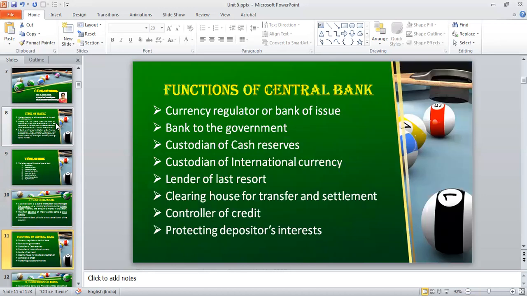Now, let us discuss the various functions of a central bank. The main function of the central bank is currency regulator, or the bank of issue, because they are issuing the currency as well as notes. This is the first function. The second function is that it is the bank to the government. Next, it is the custodian of cash reserves. It is the custodian of international currency also. At the same time, it is the lender of last resort. Then it is the clearing house for transfer as well as settlement. The next function is controller of credit, and finally it gives safety to the depositors' interest. These are the different functions of the central bank, right?